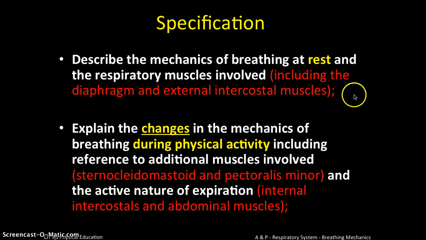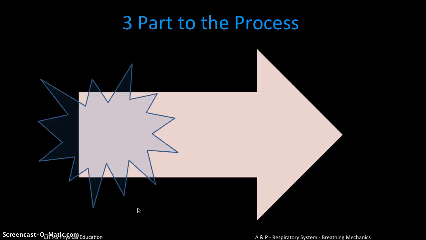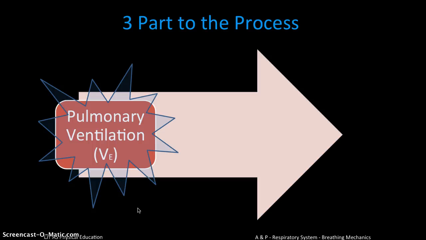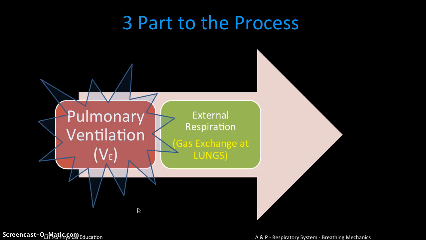We need to know how this works at rest, and the muscles, so the muscles are in red, the muscles that contribute to making us breathe in and out at rest, and also how we can do this during exercise and what changes there might be. You can see already that there are additional muscles which we use when we breathe in and out during exercise. So there are three parts to the respiratory system, as I said, and we're focusing in this video on pulmonary ventilation.